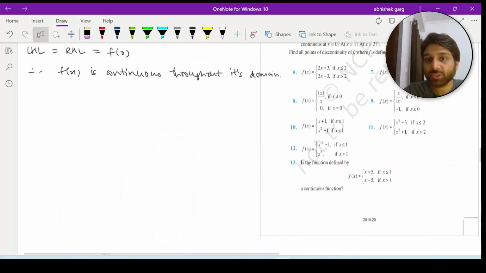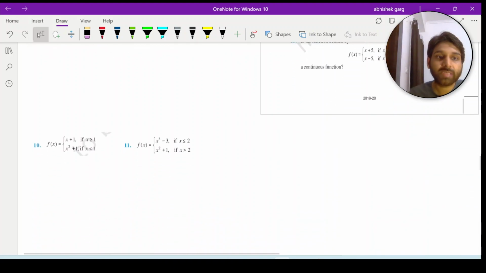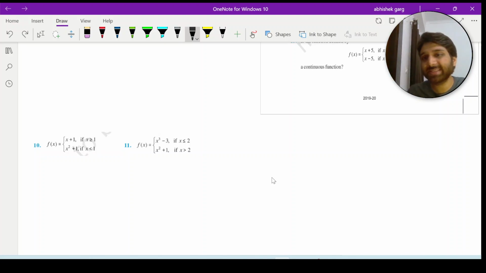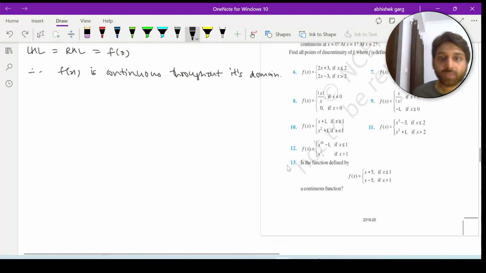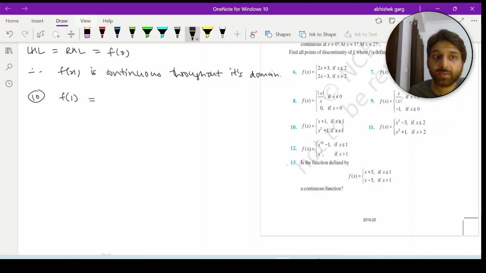Now let's move on to question number 10. So what is question number 10 asking us to do? To check the continuity at x equal to 1. Why at x equal to 1? Because this is the point where the function's behavior is going to change, right? So now let us solve question number 10. Let us directly write the value of f(1) first. Before this let me write at x equal to 1 to tell the examiner that we are checking the continuity of this function at x equal to 1.